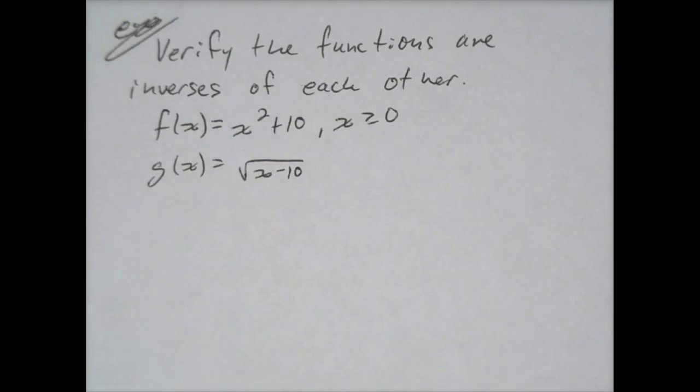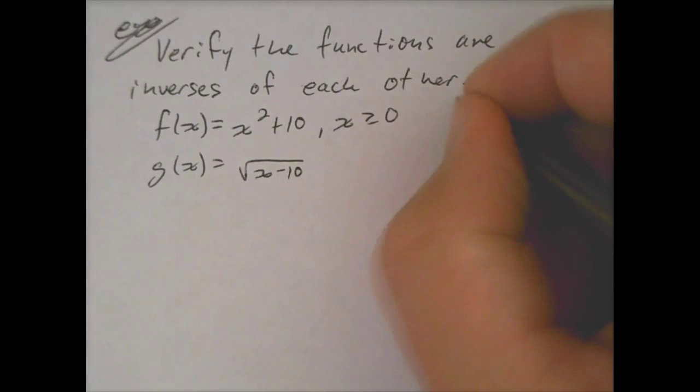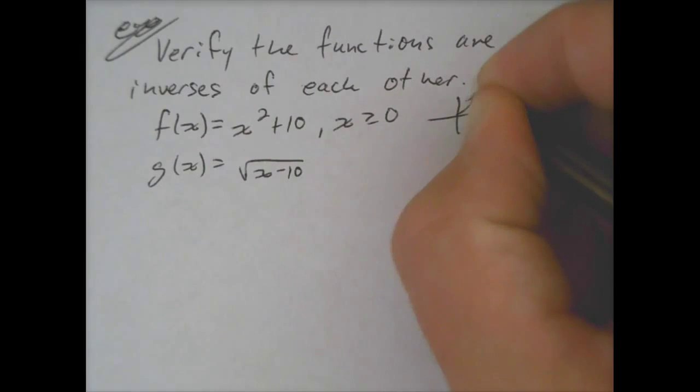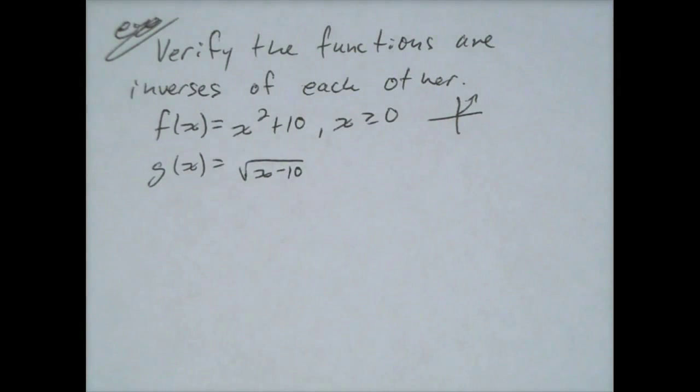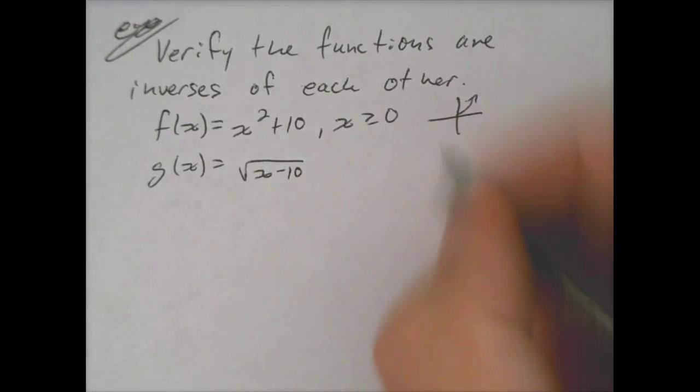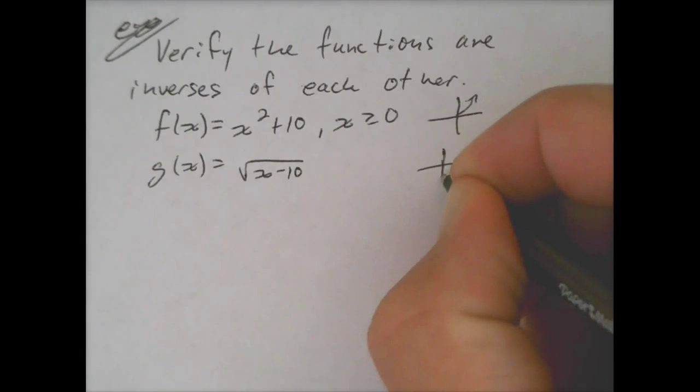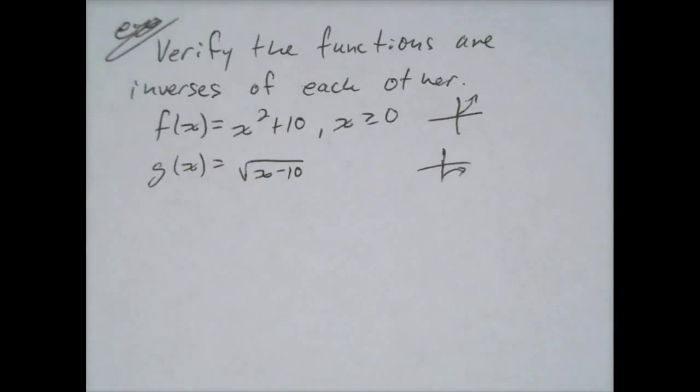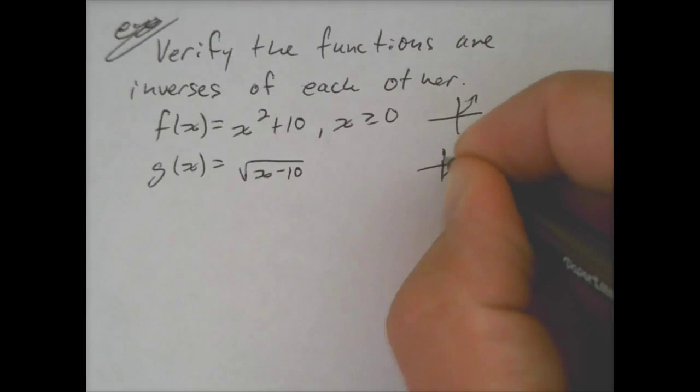Alright, looking at another example. Verify the functions are inverses of each other. We have the function f of x equals x squared plus 10 as long as x is greater than 0. So don't forget, as long as x is greater than 0, that graph just looks like that because we have it when the domain is bigger than 0. And then g of x is the square root of x minus 10, so that would be something along those lines. Next, it just moved down 10, it's a square root function. Oh, no it's not! It moved to the right 10. I apologize.